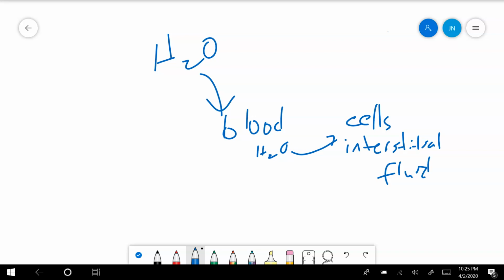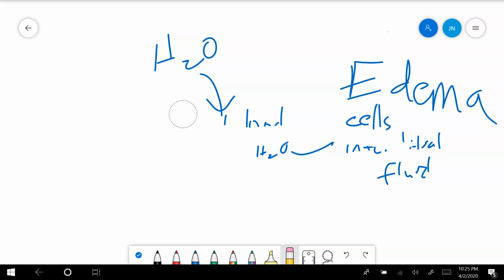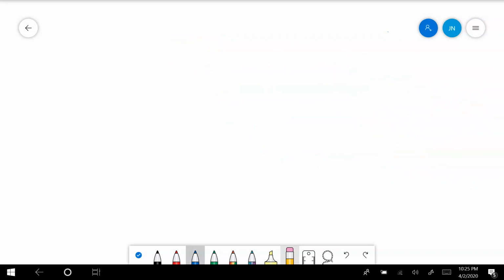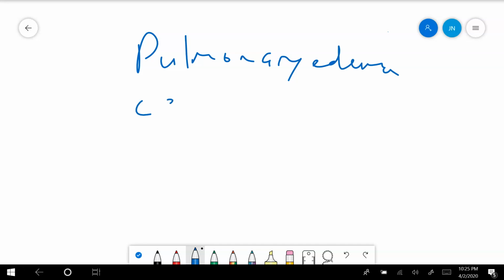And so then we get the accumulation of water in the interstitial space. This would be edema, the accumulation of fluid in the interstitial space. Hypotonic hydration is going to be highly associated with either pulmonary edema or cerebral edema, both of which will be life-threatening issues.